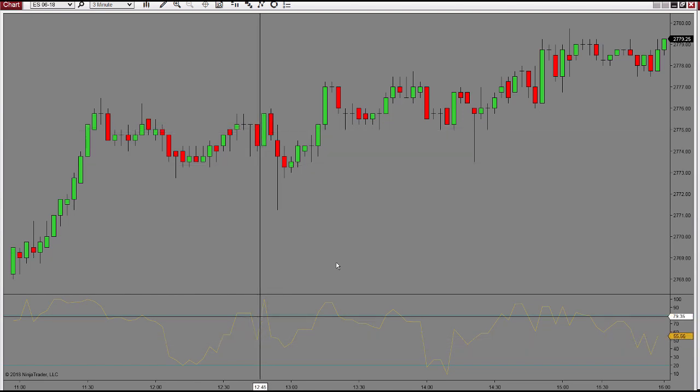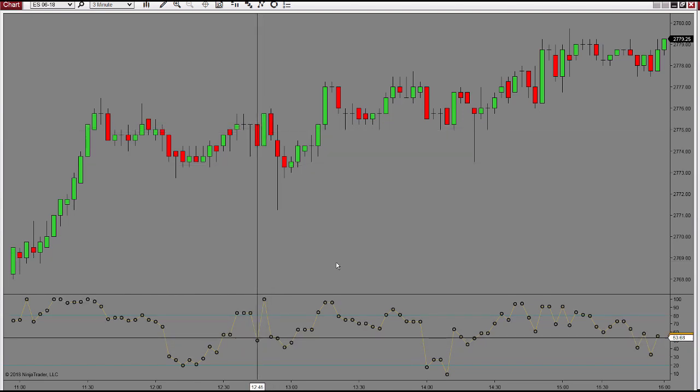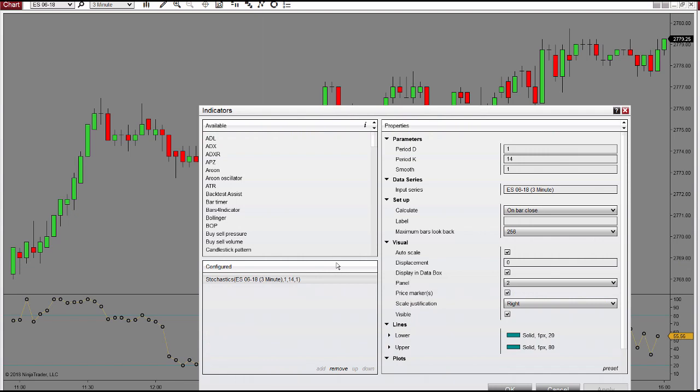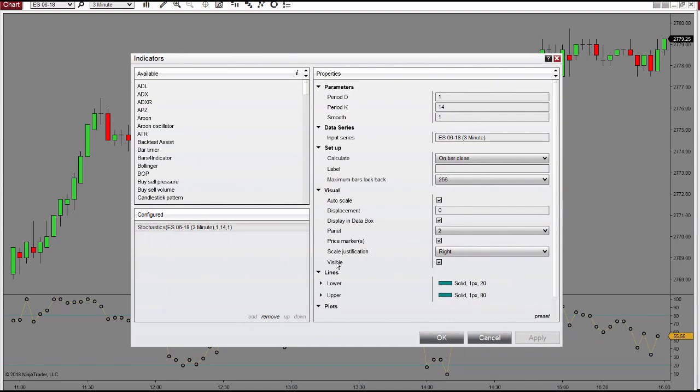All right, so let me just show you guys what I use for my stochastic. I use a 1 for my period D, 14 for my period K, and the smooth I use a 1. So the reason I use a 1 for period D is because all period D is, it's just the moving average of period K. And I don't need to see it. Okay, I don't care about the two crossing. That doesn't mean anything to me.